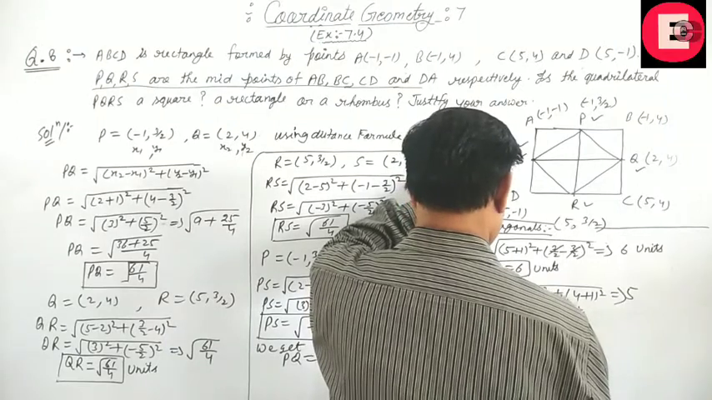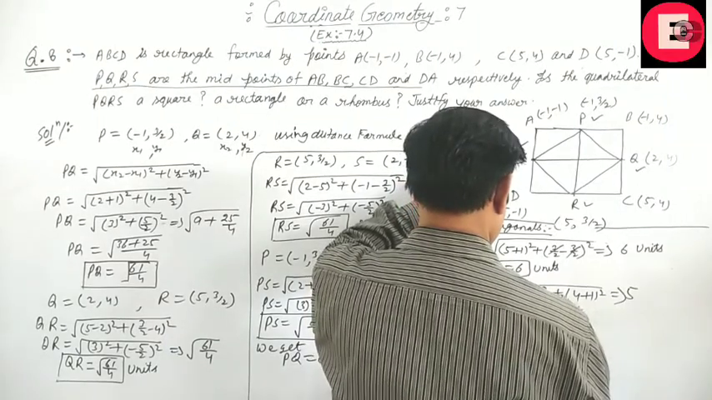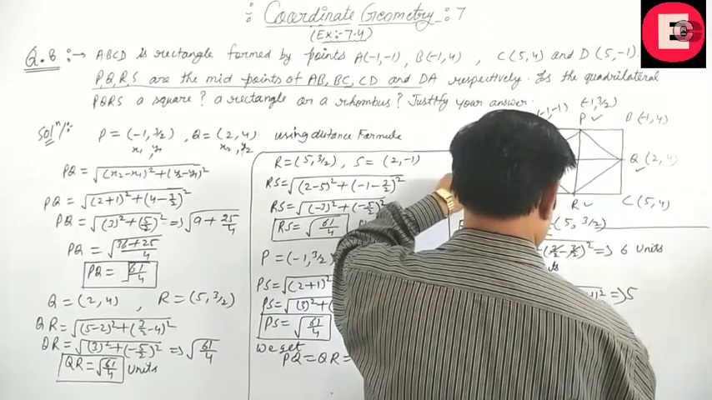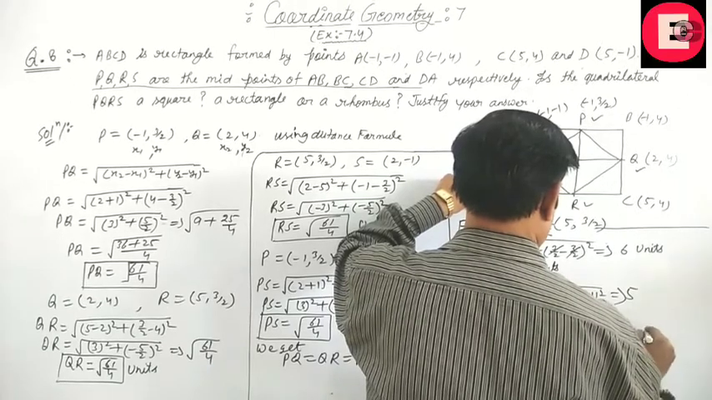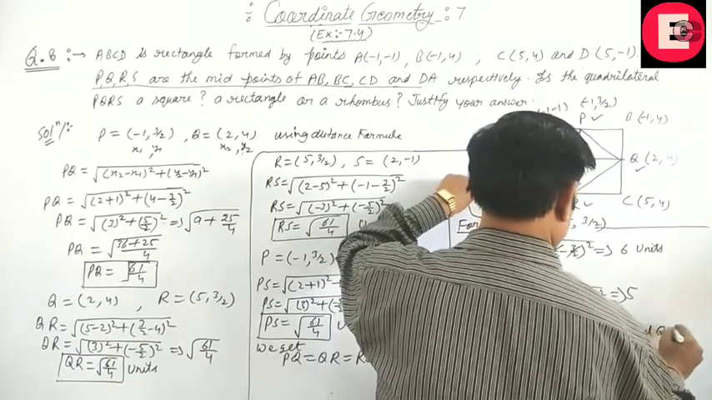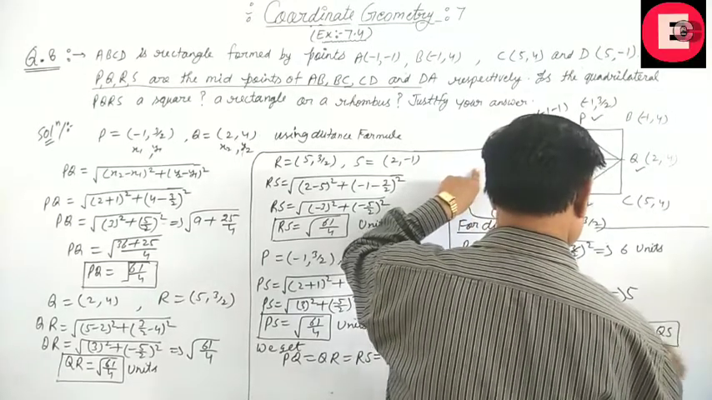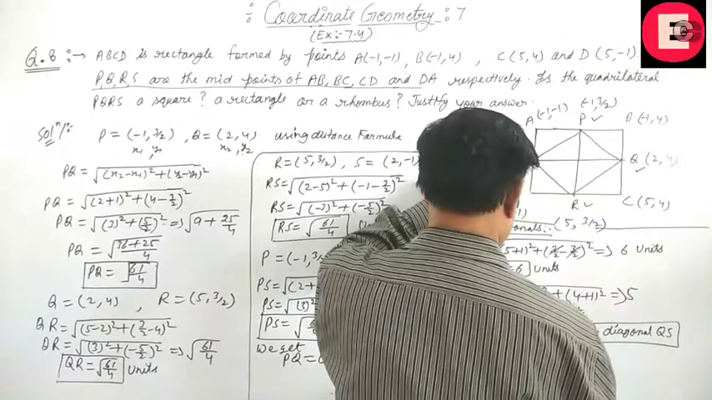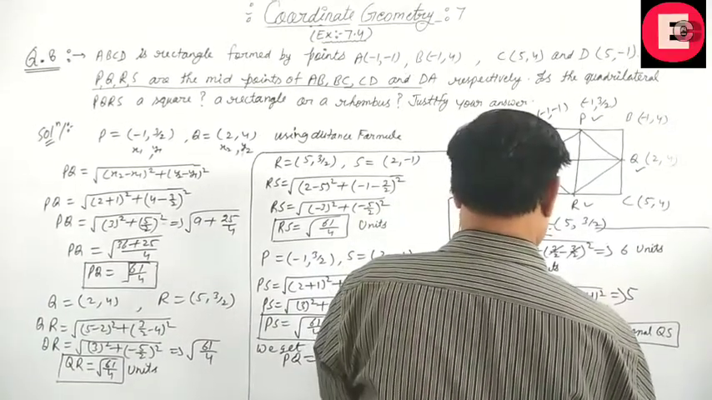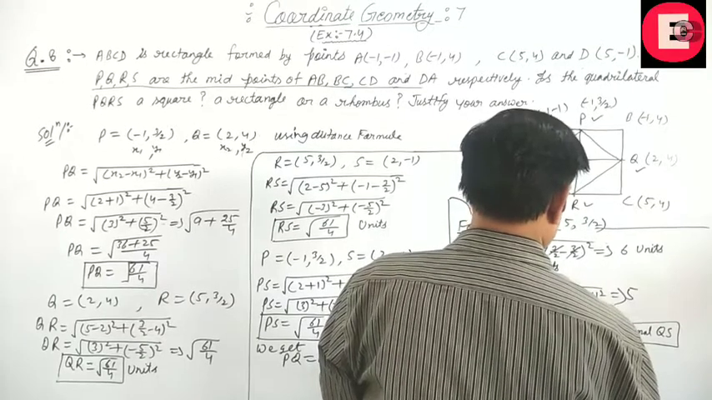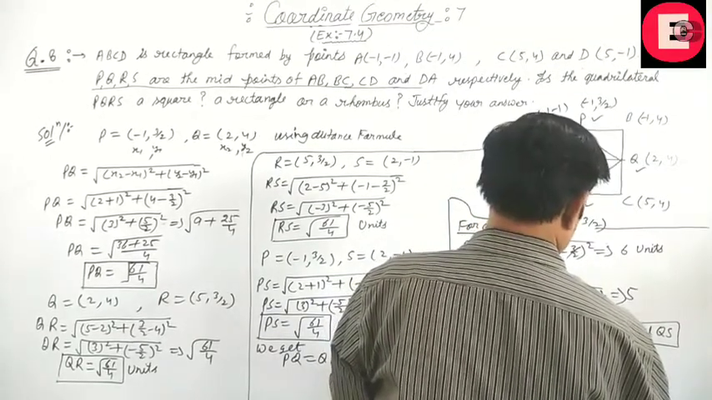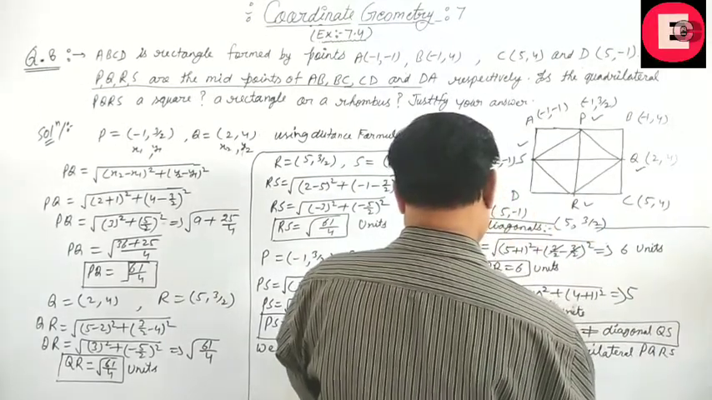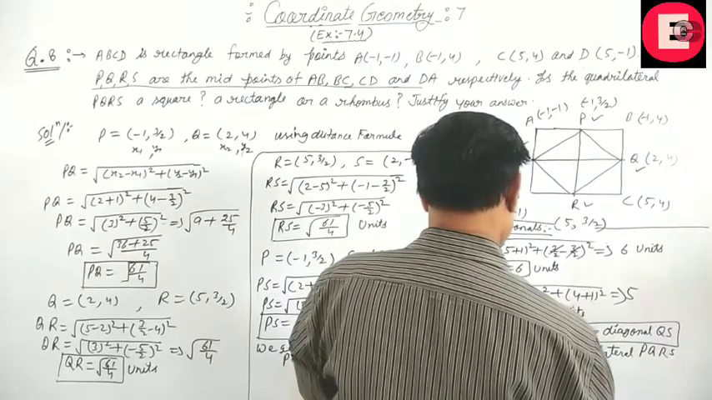Since diagonal PR is not equal to diagonal QS, therefore the quadrilateral PQRS is a rhombus.